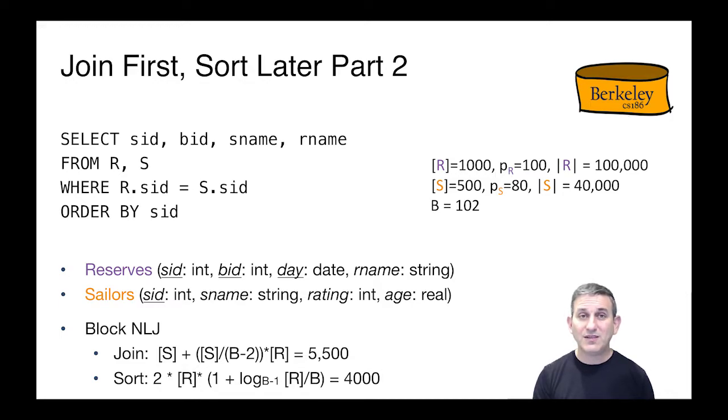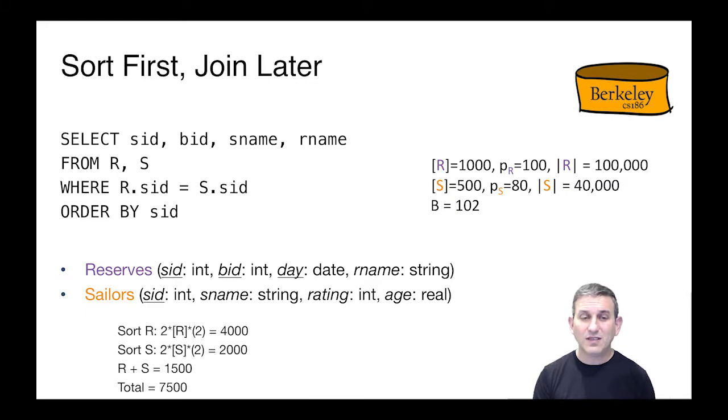So compare that to the cost of the sort merge join. We sort R, we sort S, and then we scan the 2. As we said, that's 7,500. So in this case, we can combine the join using sort merge join, and then we get the order by for free, and we do it more cheaply than doing a block nested loops join and then sorting its output.